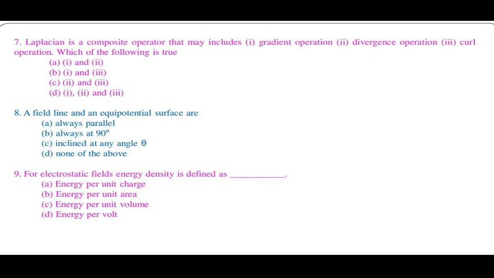Question 8. A field line and an equipotential surface are A. Always parallel, B. Always at 90 degrees, C. Inclined at any angle theta, D. None of the above.